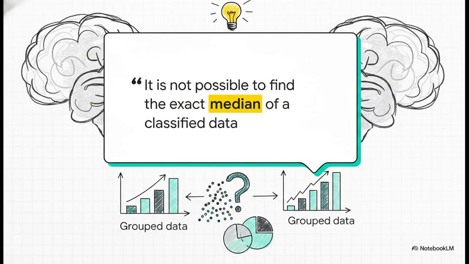The really crucial takeaway is summarized perfectly by this quote right from our textbook. It is not possible to find the exact median of a classified data, but the approximate median is found by the formula. You see, because we grouped the data, we naturally lost the exact individual scores. But this master formula, it gives us an incredibly accurate approximation.